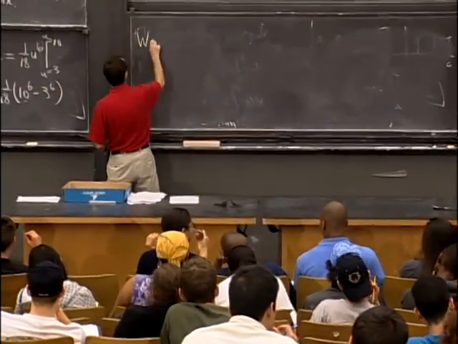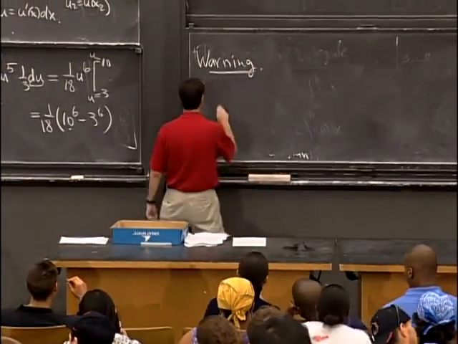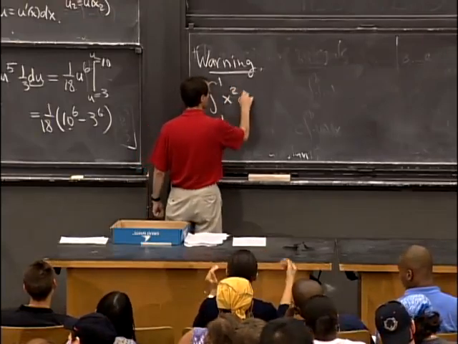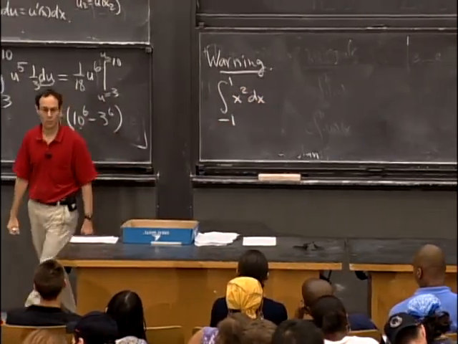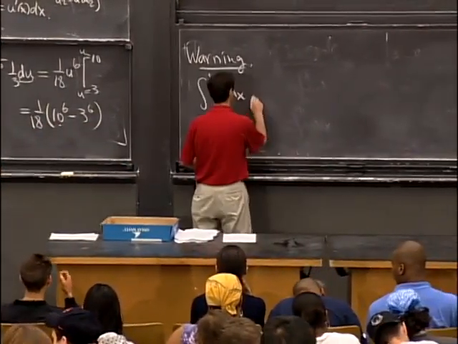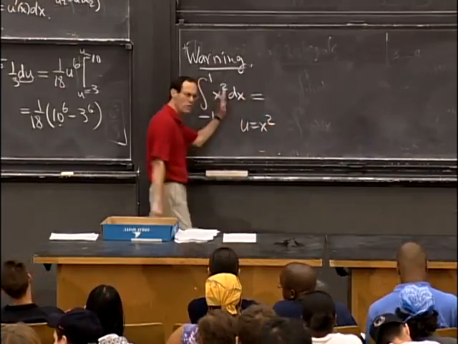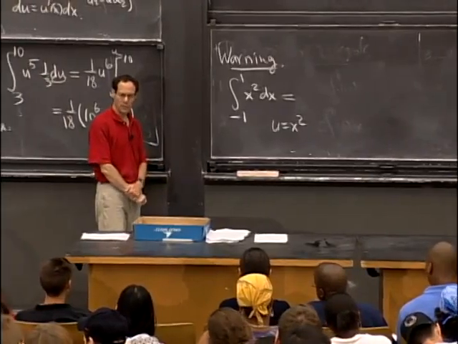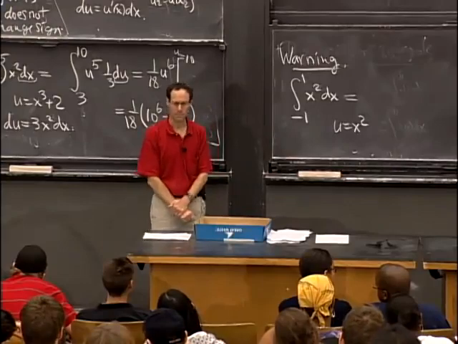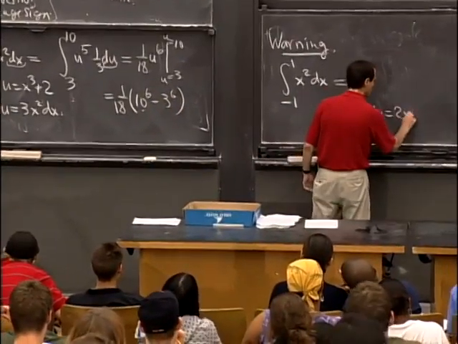So here's our warning. Suppose you're integrating from minus 1 to 1 x squared dx. Here's an example. And you had the temptation to plug in u is equal to x squared. Now, of course, we know how to integrate this, but let's just pretend we were stubborn and wanted to use substitution. Then we have du is equal to 2x dx.